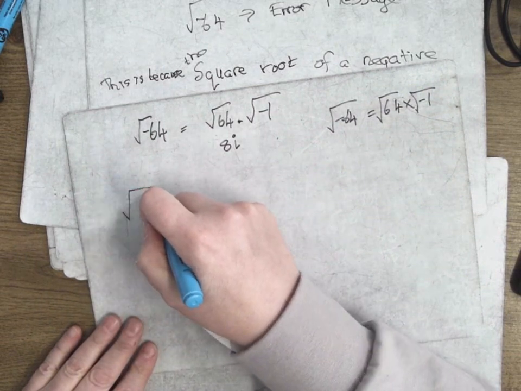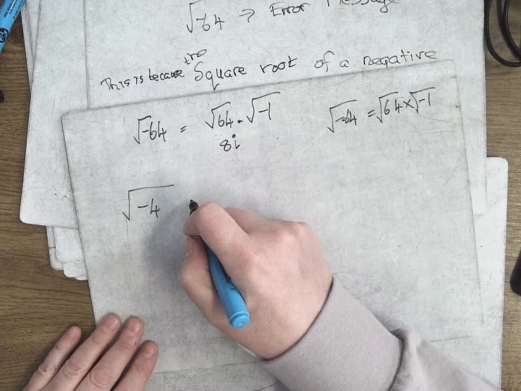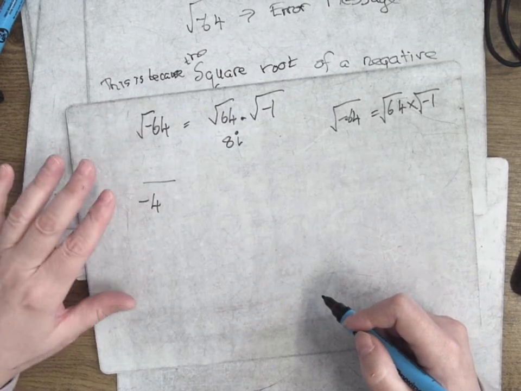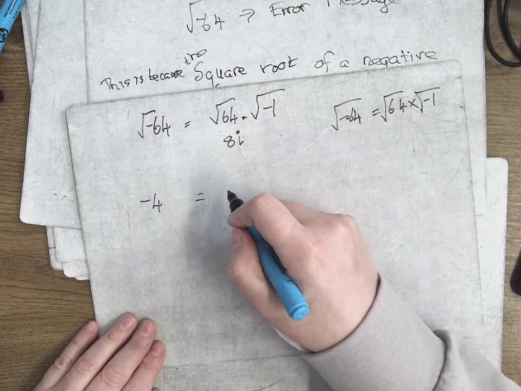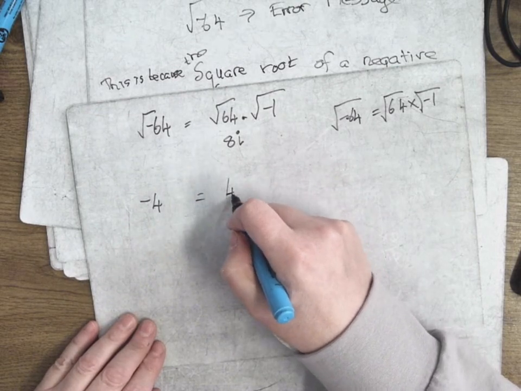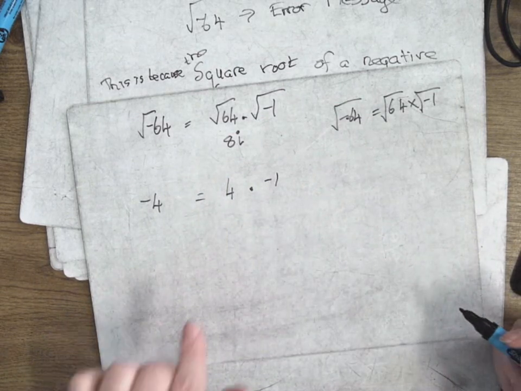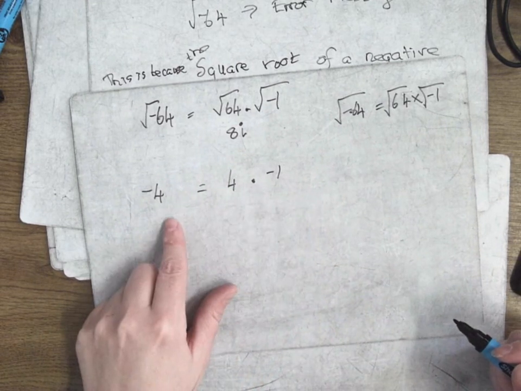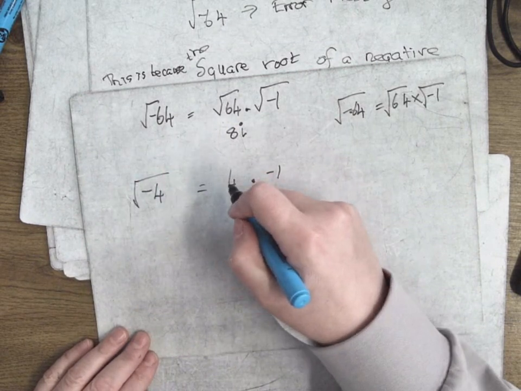Okay, I'll do another one. If I had the square root of -4, let's just say I had -4 to start with. How could I write -4? -4 is the same as 4 multiplied by -1, would you agree? Because 4 multiplied by -1 is -4, isn't it? So let's give each one a square root sign.